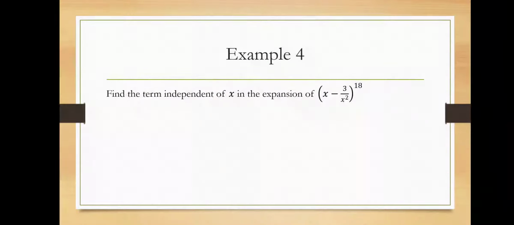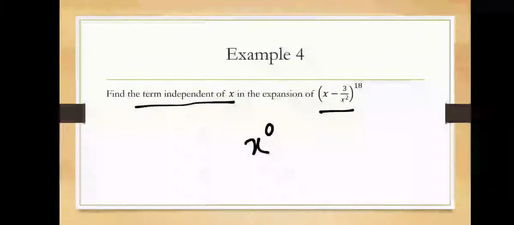Number 4. Find the term independent of x in the expansion of (x minus 3 by x square) whole to the power 18. Now let me explain what is term independent of x. Term independent of x means a term which does not contain x, so the power of x here is 0. So all I need to do is write the general term of this and then equate the power of x to 0. Obviously, before I can equate the power of x, I have to ensure I club all the powers of x together in the reduced form, and then I go on equating it with 0.